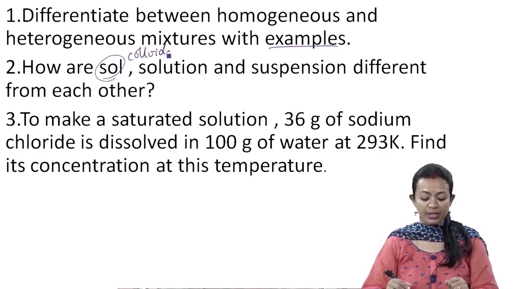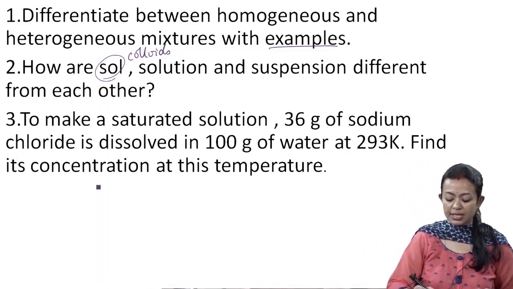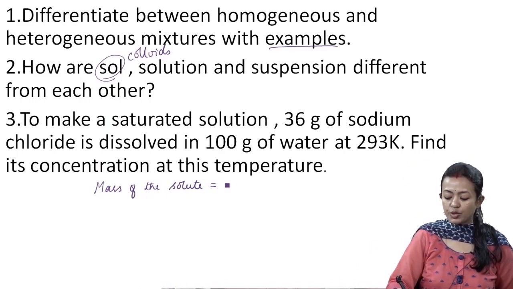Next, to make a saturated solution, 36 gram of sodium chloride is dissolved in 100 gram of water at 293 Kelvin. Find its concentration at this temperature. Now, when we were discussing concentration, I told you about a formula whereby you can find the mass by mass percentage. So, if we need to calculate this, the mass of the solute is given to be 36 gram, whereas the mass of the solvent is given to be 100 gram.